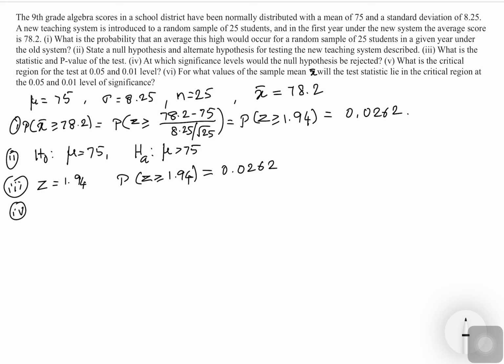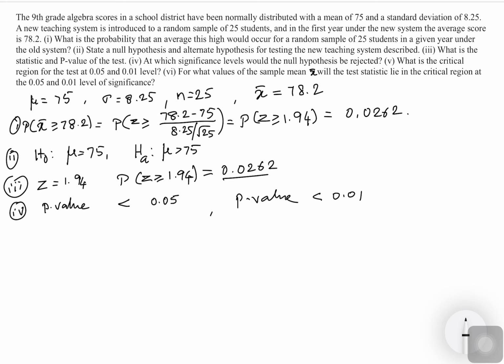Next, come to the fourth question. At which significance level would the null hypothesis be rejected? So we are going to compare the p-value with the percentage of significance. Since they have not mentioned it, we will consider both the levels. So we are going to compare the p-value with 0.05, and with 0.01. So we want to see whether it is less than. If it is less than, then we are going to reject the hypothesis. If not, we are going to accept the hypothesis.